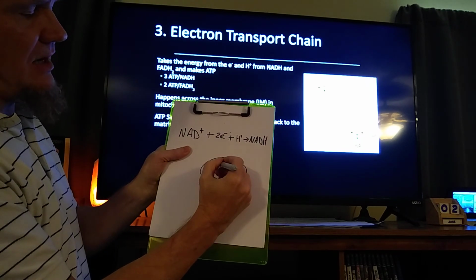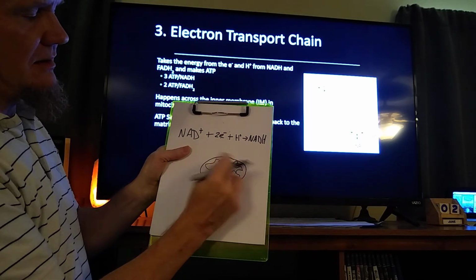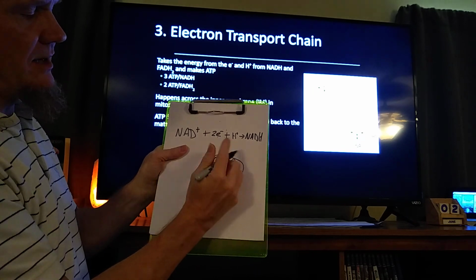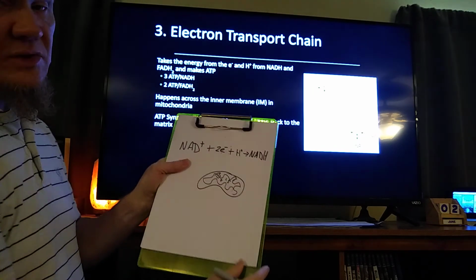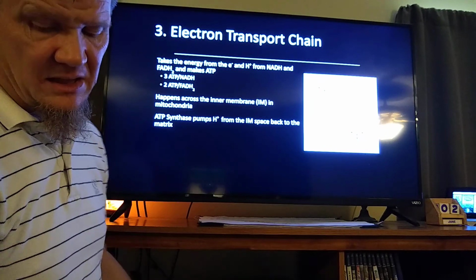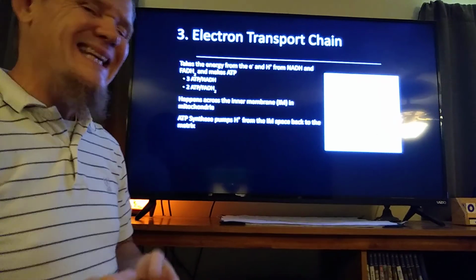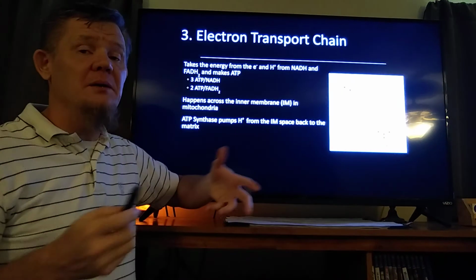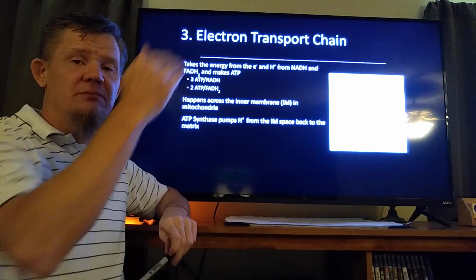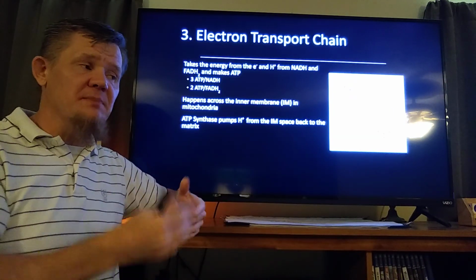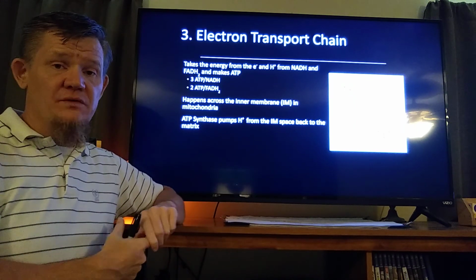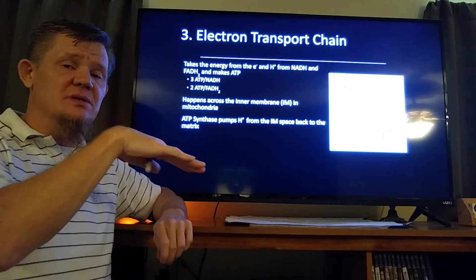We're going to move stuff from inside the matrix to this narrow area between them, what's called the intermembrane space. What does inter mean? Inter means between. So the intermembrane space literally means the space between the membranes. We're going to move stuff from the matrix to the space between the membranes.